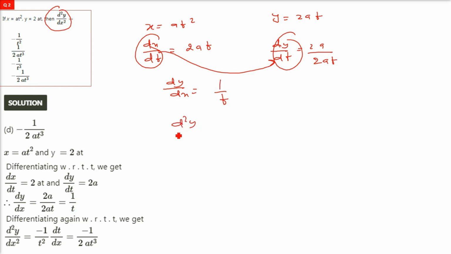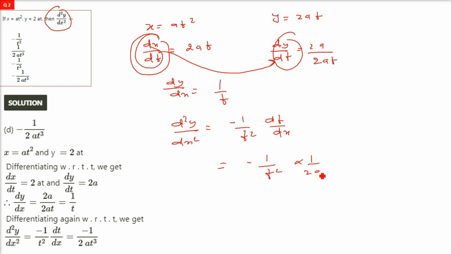We have to compute d2y by dx2, so you have to differentiate this again. The differentiation of 1 by t is going to be negative 1 by t square. You know already about this differentiation. But we are not going to stop here because we are differentiating with respect to x, not with respect to t. So you have to introduce dt by dx also. dx by dt is already with us, so we have the reciprocal of 2at, and multiply minus 1 by t square into 1 by 2at. So this t and t square will give you t cube: minus 1 by 2at cube. This is the option you are going to choose for d2y by dx2.